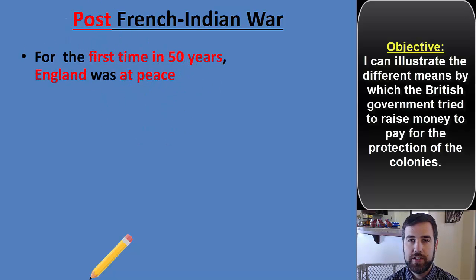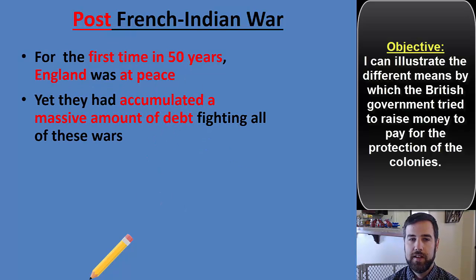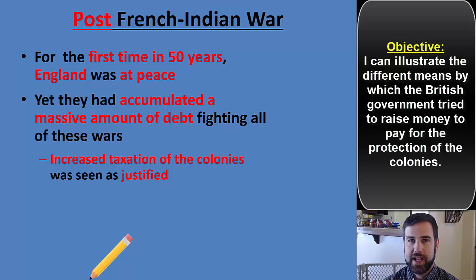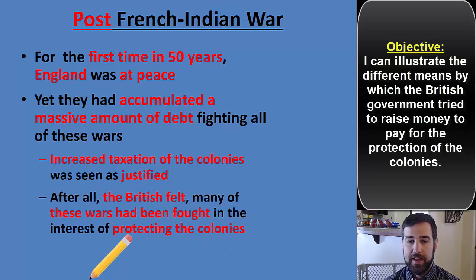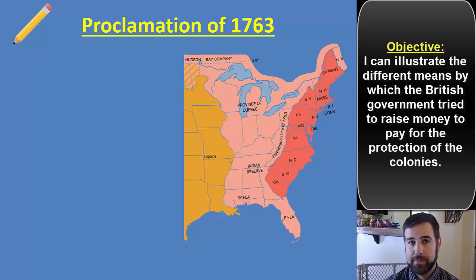So let's look at post-French and Indian War. For the first time in 50 years, England is now at peace. They're not at war with anybody. They had this huge debt, though, that they had to pay off, since war is very, very expensive for troops and manpower and shipping, the equipment, everything that goes into it. So increasing the taxes in the colonies seems like it's justified. The wars were fought to help protect the colonies, and the British felt that since they were protecting the colonies, the colonies should pay.